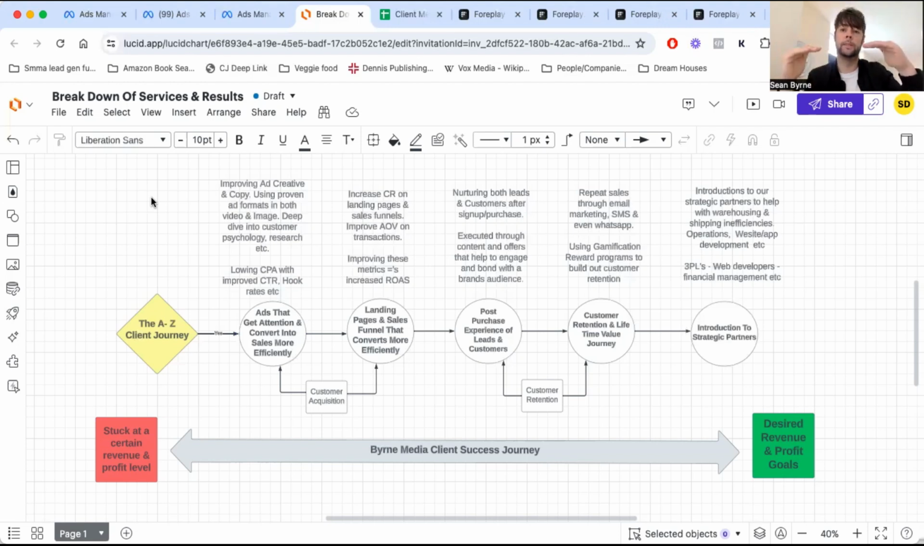So we would lower this, and then when we get this metric down, we can start looking at AOV and pushing that up as well. So obviously that is just going to help become more profitable on day one when you're acquiring customers.